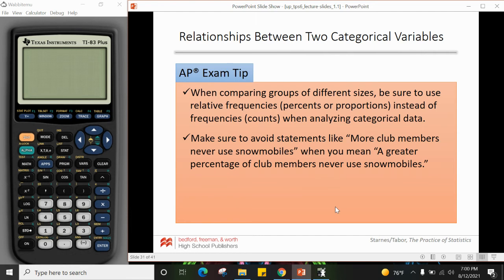Here's an AP exam tip. When comparing groups of different sizes, be sure to use relative frequencies, which is percentages or proportions, instead of frequencies. We'll go more into depth in class about this, but if there are 100 freshmen and 500 seniors, and let's say 30 freshmen are in favor of a new lunch option, and 200 of the seniors are in favor of this new lunch option. So we should listen to those seniors because so many of them are in favor.